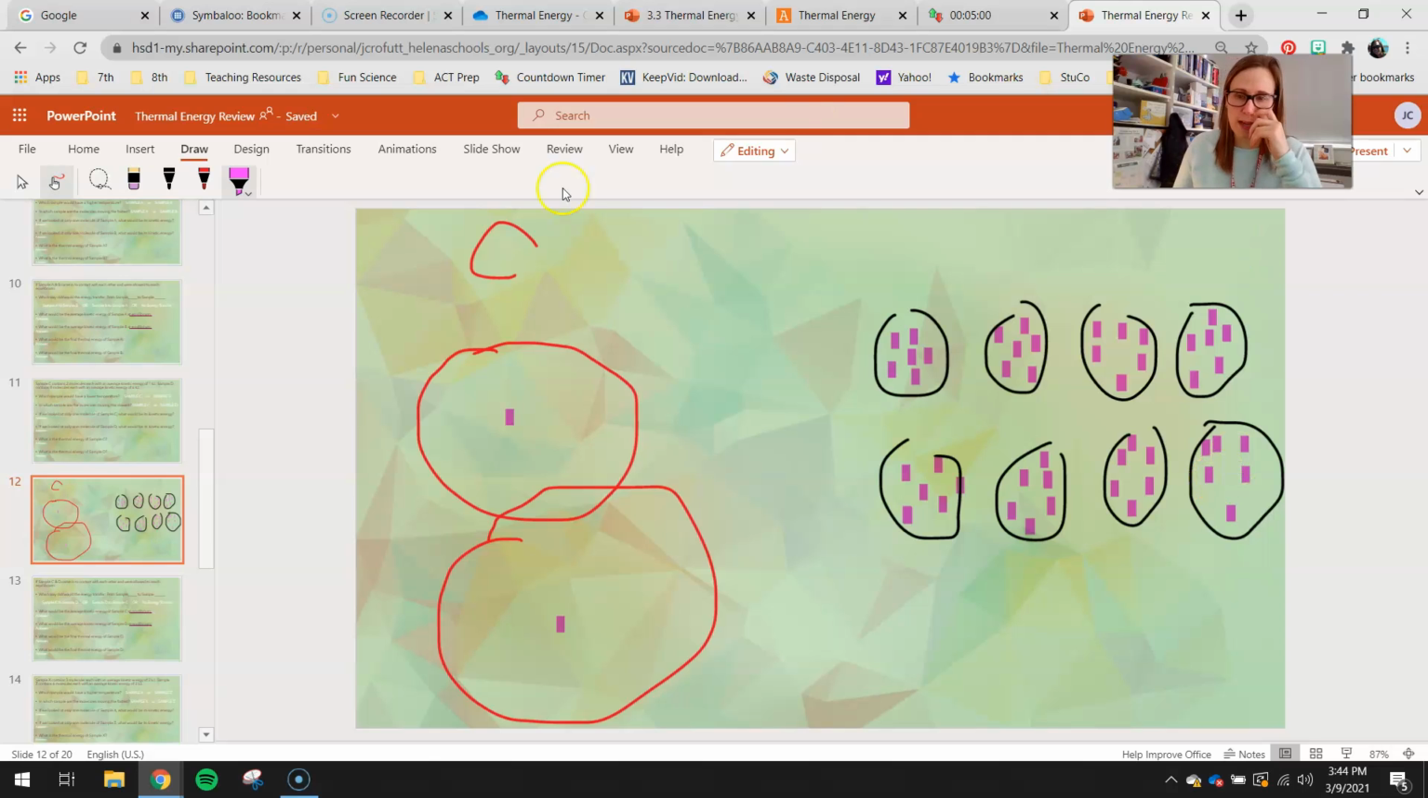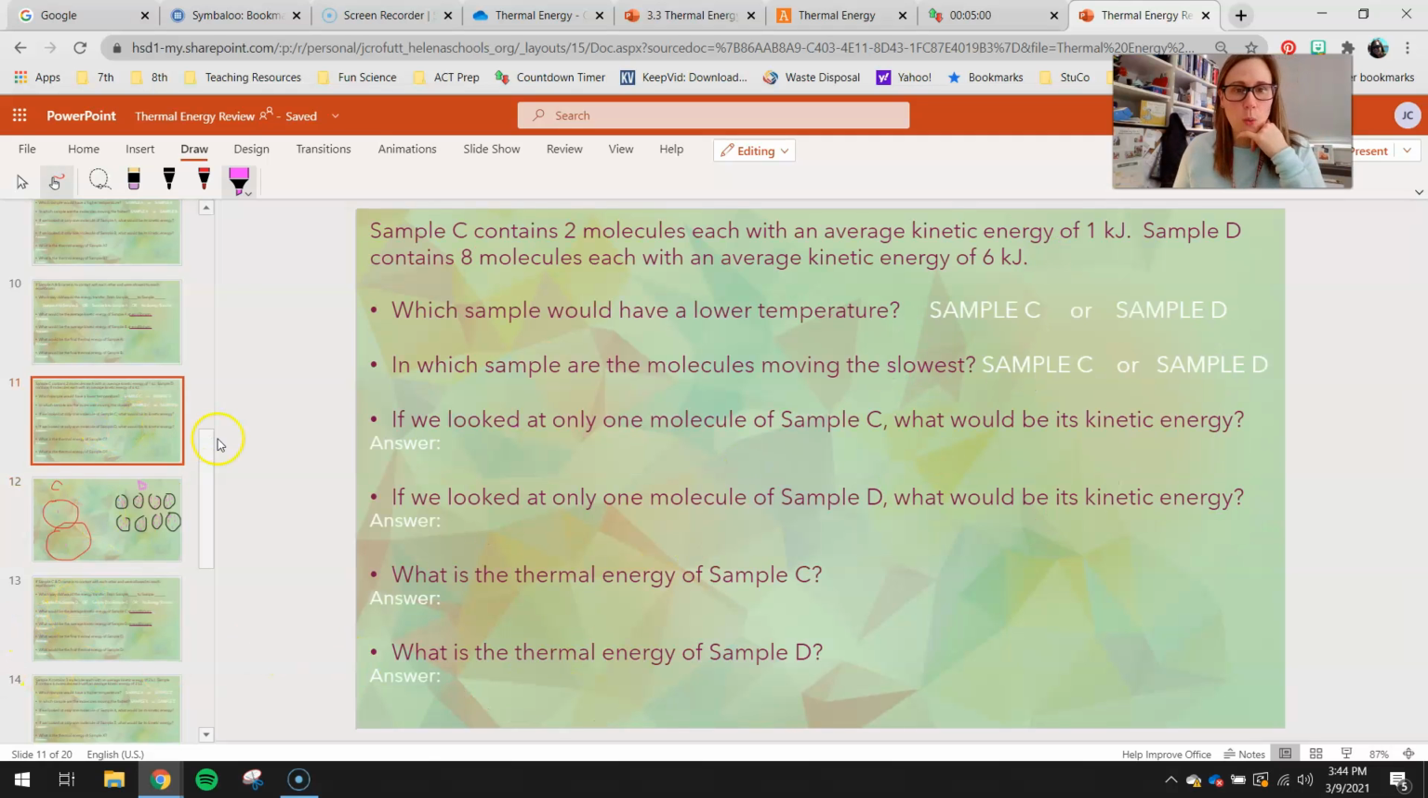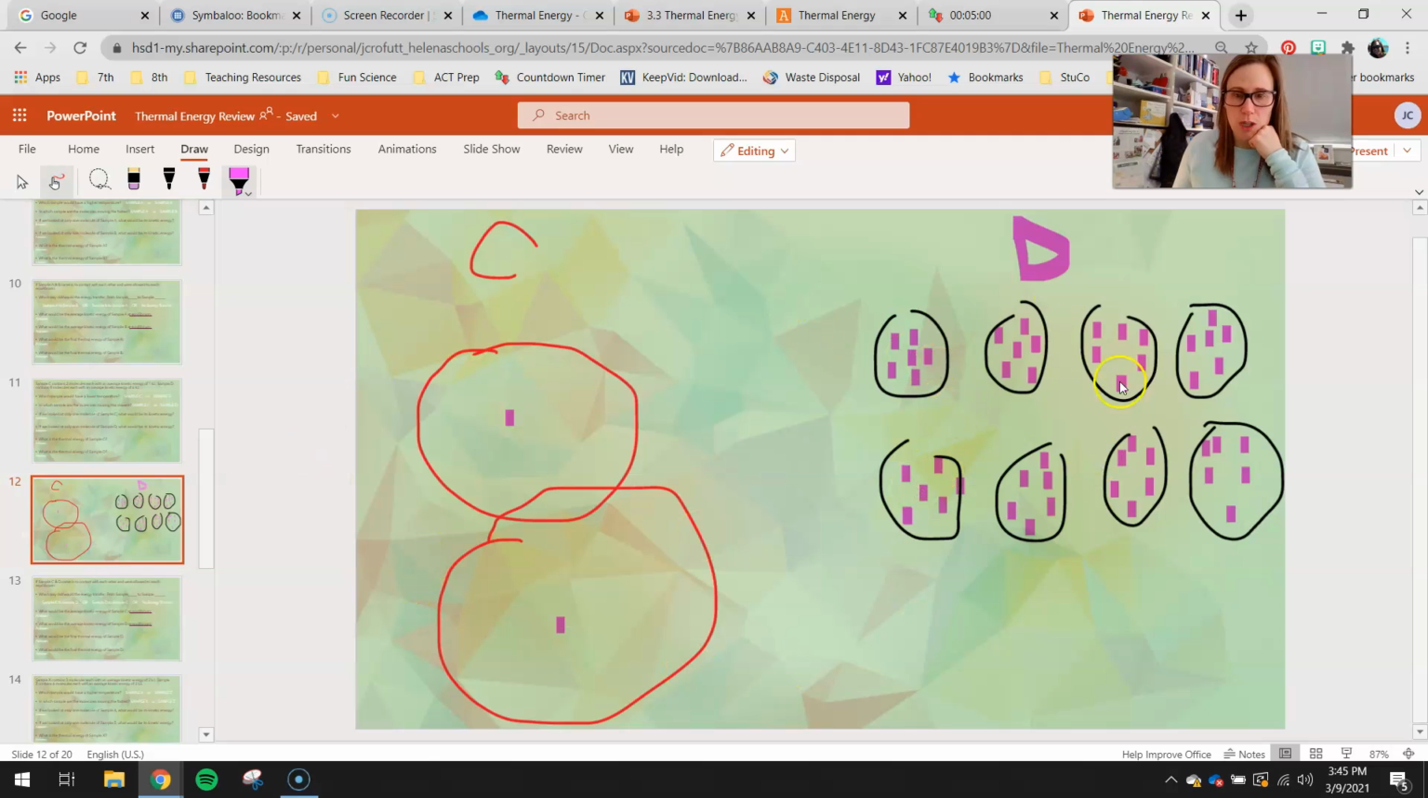All right, so once you guys have that done, then you will take a look. This is going to be my sample D. All right, here's my sample C, here's my sample D. Let's go ahead and take a look at the questions on slide 11. Okay, so which sample would have a lower temperature, sample C or sample D? Look at your image. Which one of those is represented by the one with the lower temperature?